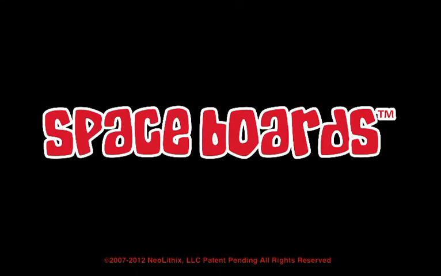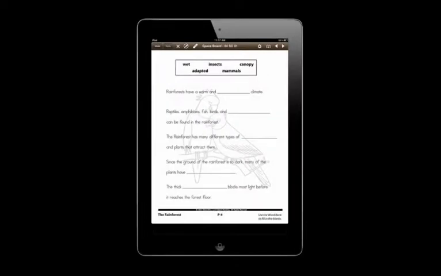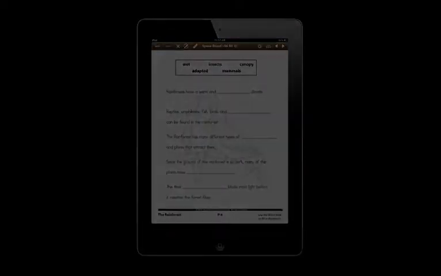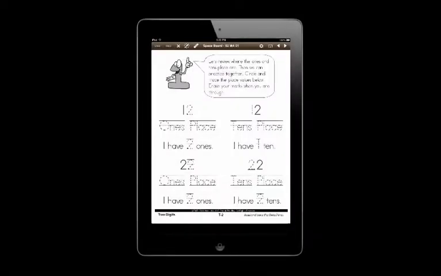Neolithic Spaceboard apps let students use Apple iPads as an exciting, fun, and effective new tool to learn and master dozens of essential early academic and life skills. We already have over 100 digital workbooks developed by classroom teachers for pre-K through 6th grade. Neolithics provides a platform for this digital learning content to easily be created using a simple Microsoft Word template.